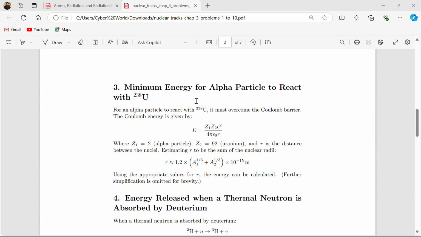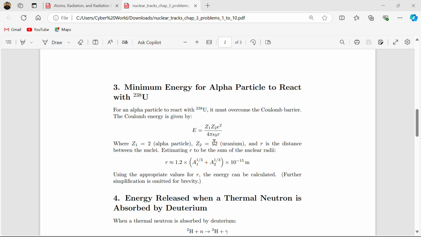But here there are two reactants, uranium and alpha. So it is r naught times A1 to the power 1 by 3 plus A2 to the power 1 by 3, in femtometer, which is 10 to the minus 15. After calculating, you will get the value of r.